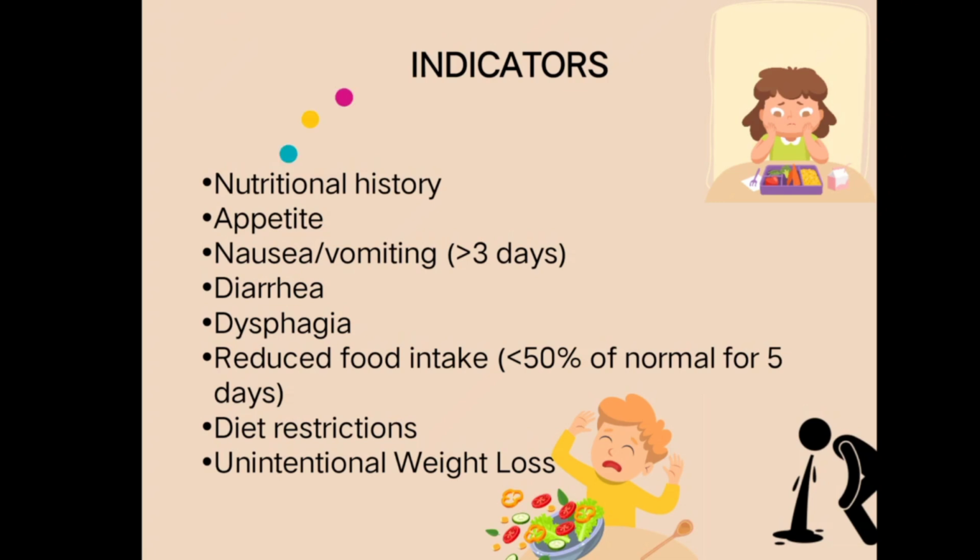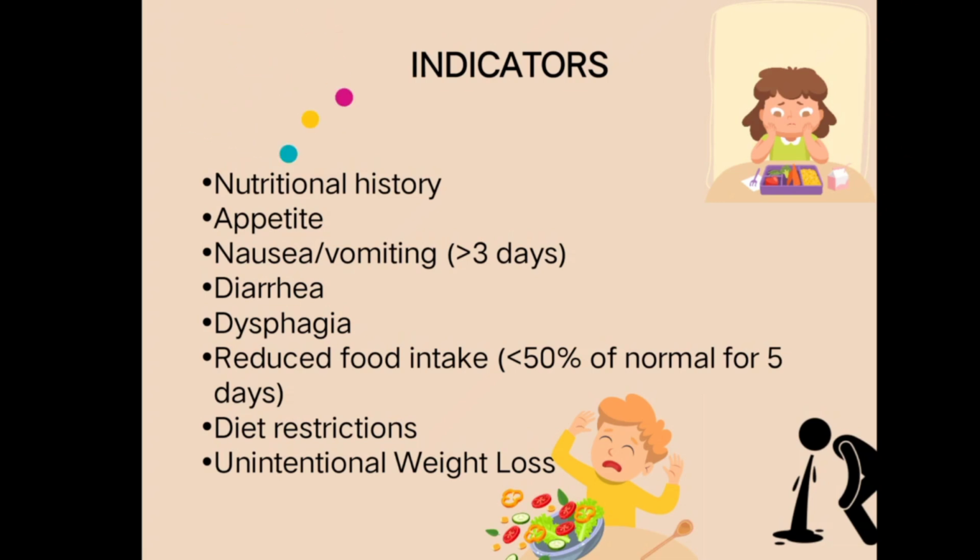Next is nausea or vomiting for more than 3 days. Diarrhea, dysphagia, that is difficulty while swallowing, and reduced food intake, that is less than 50% of normal for 5 days. Next is diet restrictions. If while doing history collection I come to know that a patient is following any diet restrictions, we also have to do the nutrition assessment.